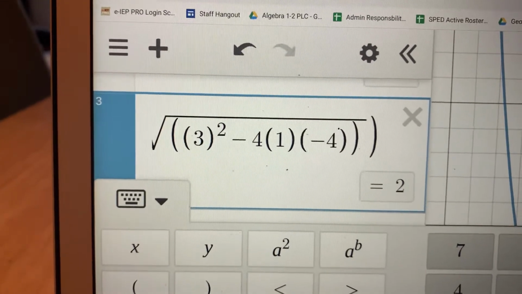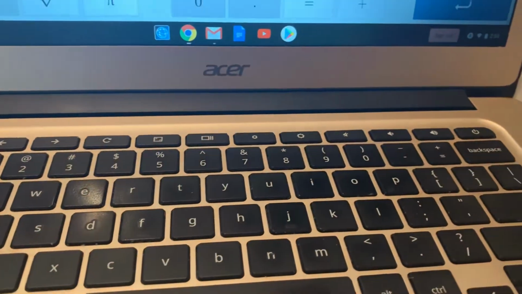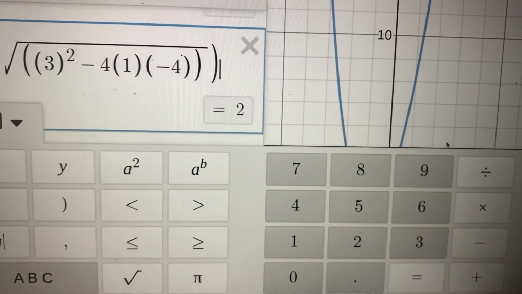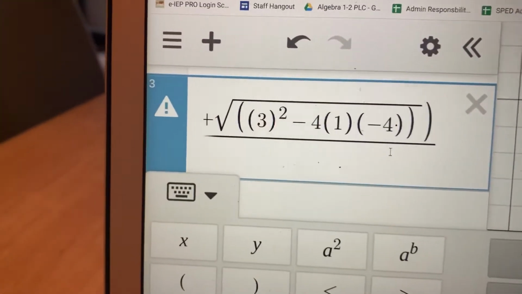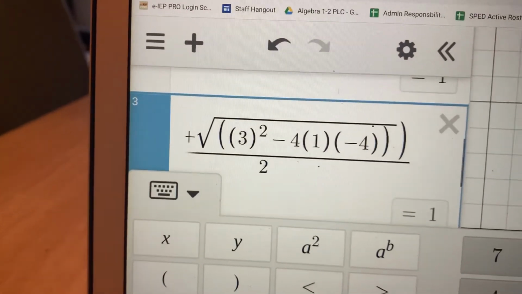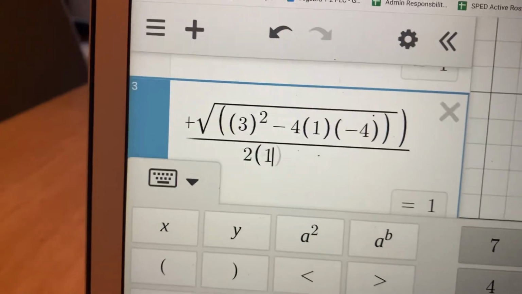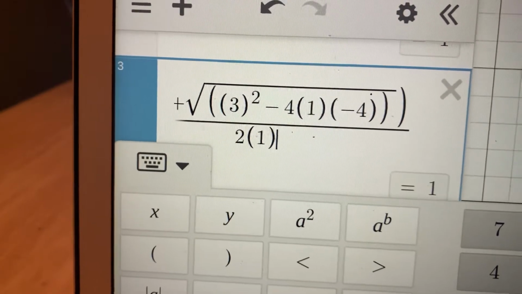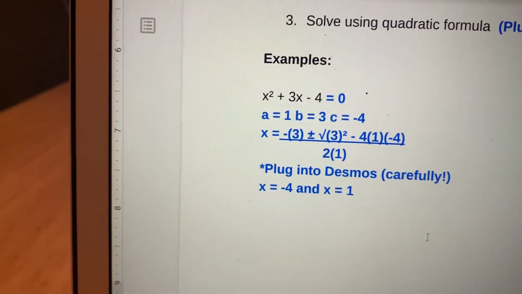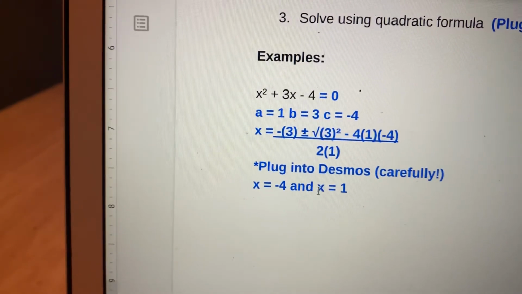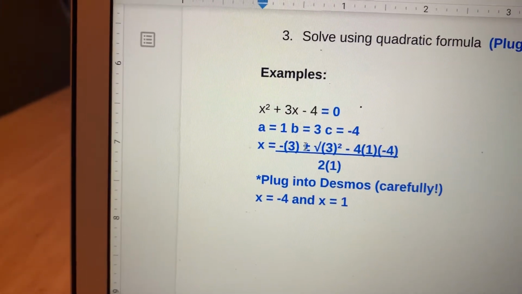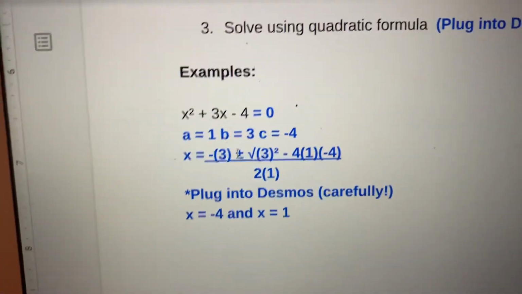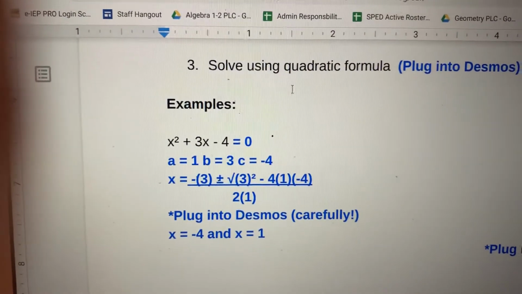And then you're going to do divided by. So you can either do the slash on your computer, or you can do the divided by sign on Desmos. So now that turned that whole thing into a fraction, and we're going to do 2 parentheses 1. So it gives us x equals 1. Okay, so we know that's going to be one of our answers. So I already wrote that right here, x equals 1. Now remember that it's plus or minus, and we weren't able to do that button. We just did plus. So I'm going to have to go back in and do minus.